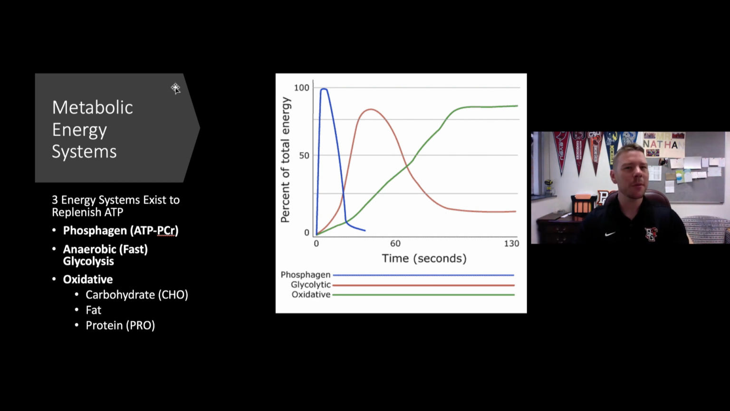You might remember that in the beginning of our series of lectures, when I first introduced metabolism to you, we talked about these different systems. You have the phosphagen, the ATP-PCR system, you have anaerobic, also called fast glycolysis, and then you have the oxidative system. And I showed you these different graphs and the colors and lines.